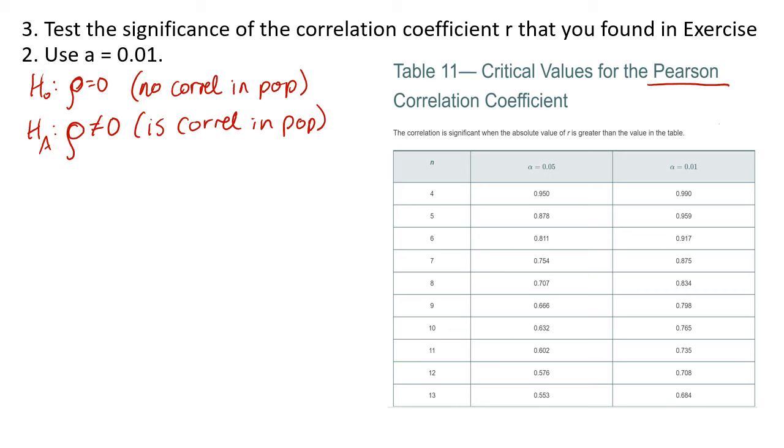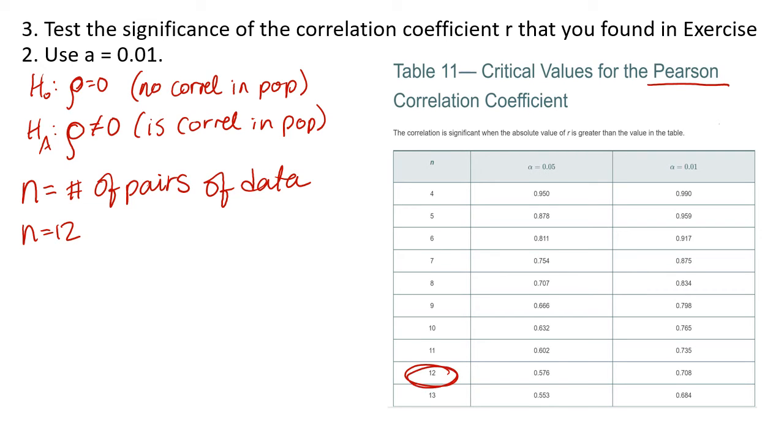And so we need to first know what our n is. The n is the number of pairs of data. So if you go back and look at the data, you'll see that there are 12 rows with numbers. So in our instance, n is 12, right here. And then it tells us to use an alpha of 0.01, right there. So we see where these two come, and it gives us this number 0.708. And in case you're not sure what to do with this, it has a little direction at the top of the table. It says the correlation is significant when the absolute value of r is greater than the table.